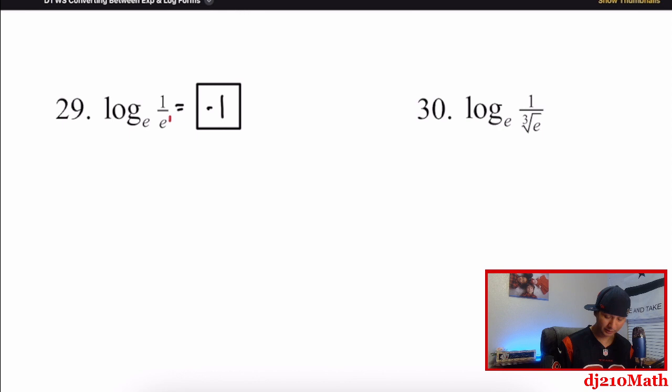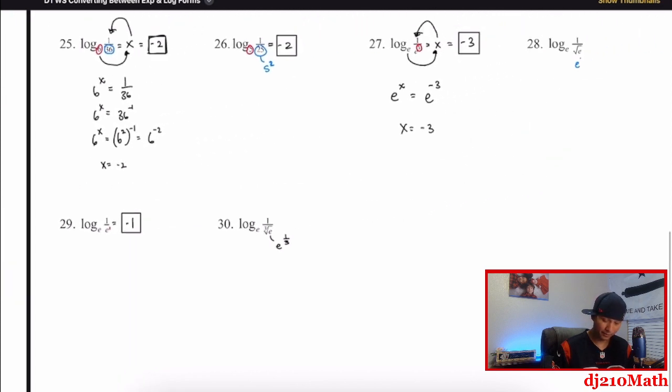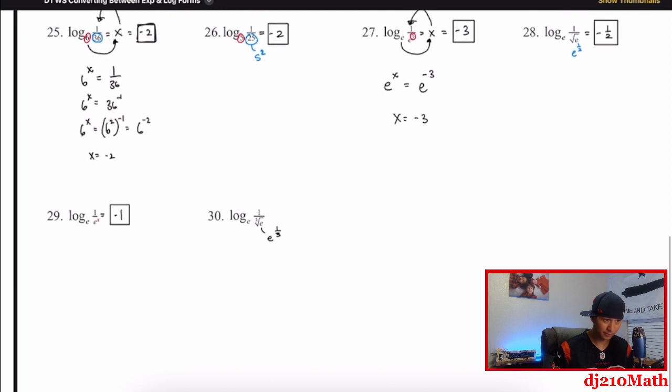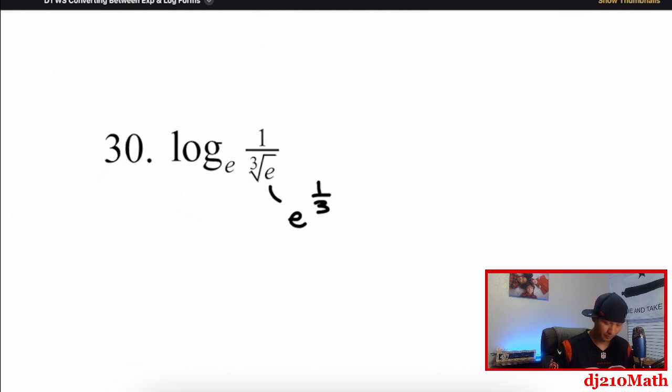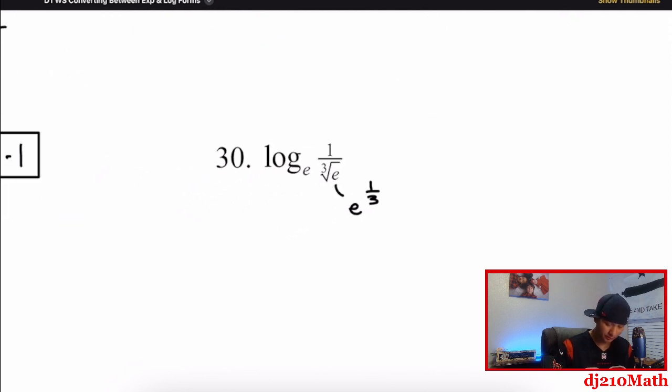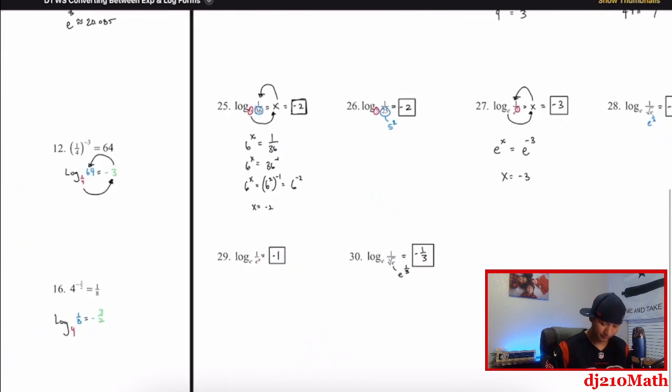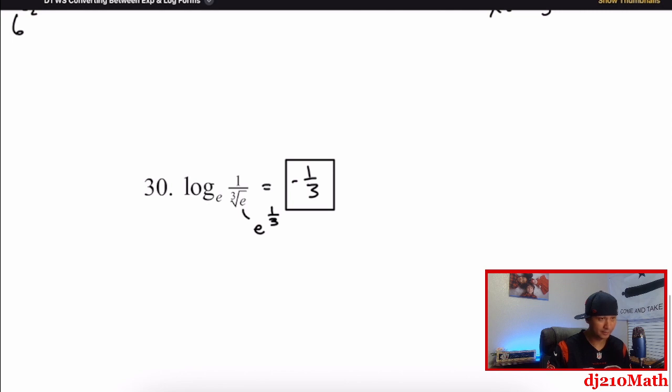What are we at? 26 minutes? Okay. So cubed root of e. This can be rewritten as e to the 1/3. And literally applying the last two problems, right? The answer is going to be 1/3, but negative because it's in the denominator. Okay, there it is. Good luck.